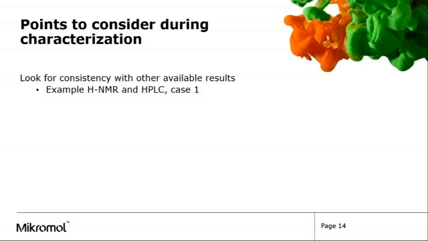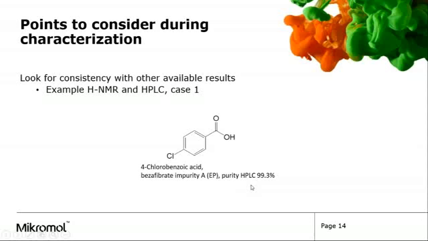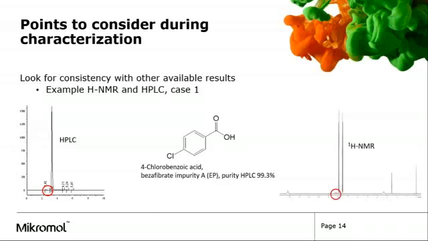Another theme here in characterization is consistency among the results obtained. The first example here is looking at proton NMR and HPLC for 4-chlorobenzoic acid, where the HPLC purity was 99.3%. And in the chromatogram, we see that the main impurity was this peak in the front here. Well, at that level, you should expect to see something in the NMR. And in fact, you do see resonances corresponding to the aromatic protons for whatever this impurity happened to be. So those two techniques are consistent and support the results obtained.